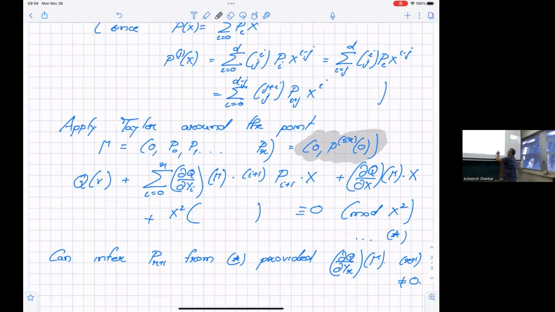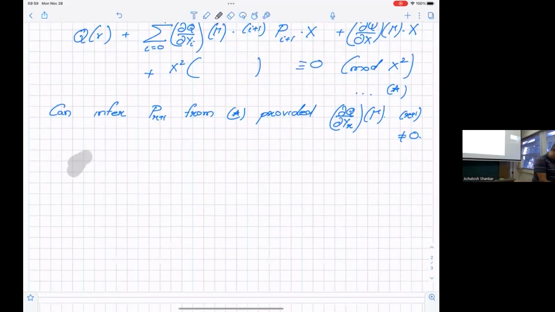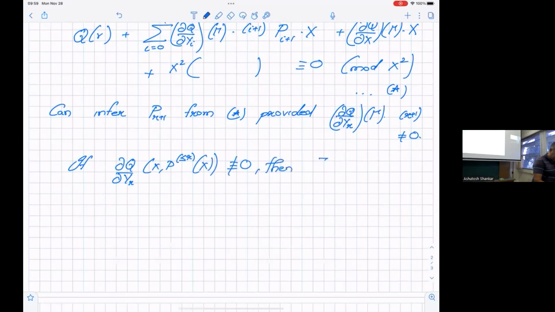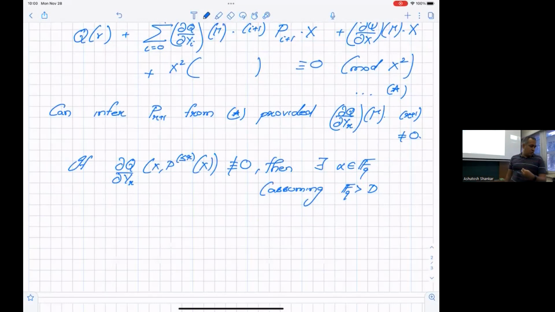The question is, what happens if this were a zero point? If dou q by dou y r is not identically zero, at x, p less than or equal to r, then there exists an alpha in the field. This is assuming the field size q is larger than the degree bound. This might not happen. The field that we choose might be smaller, in which case there might not be such a point. So what you do is you choose a suitable extension of the field.